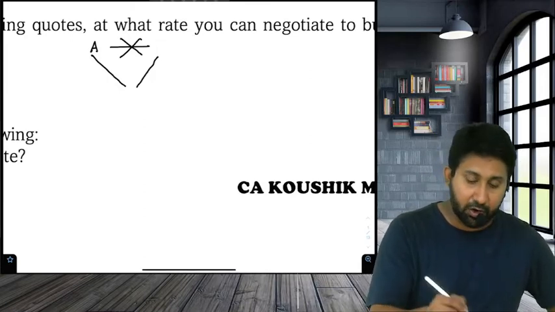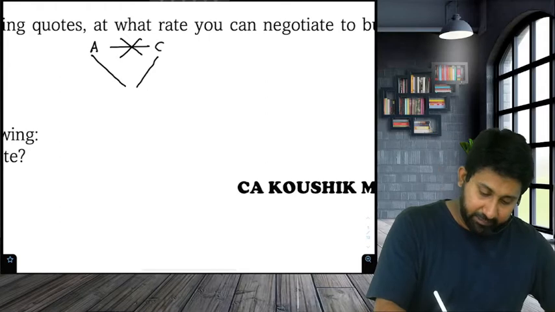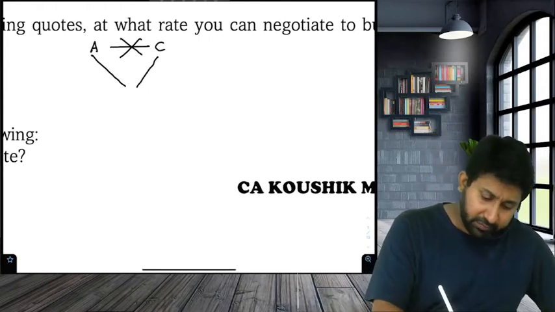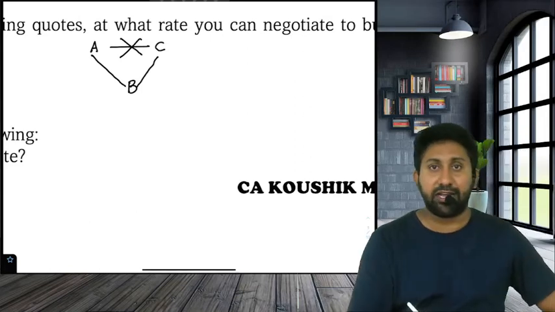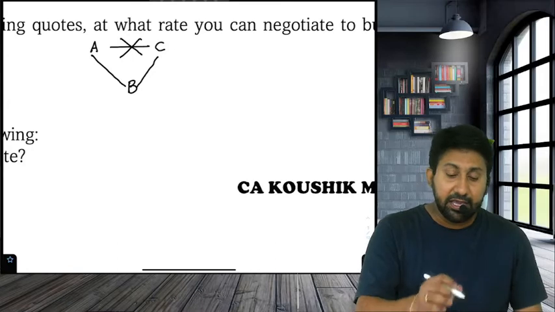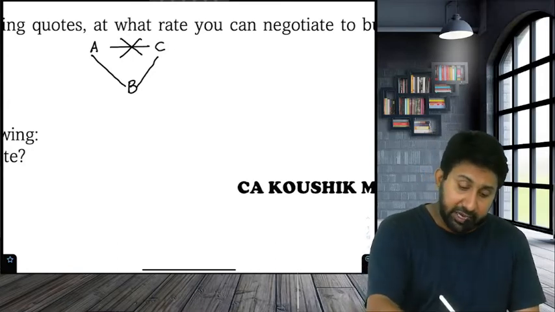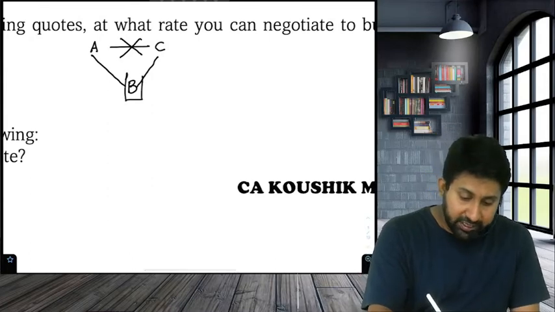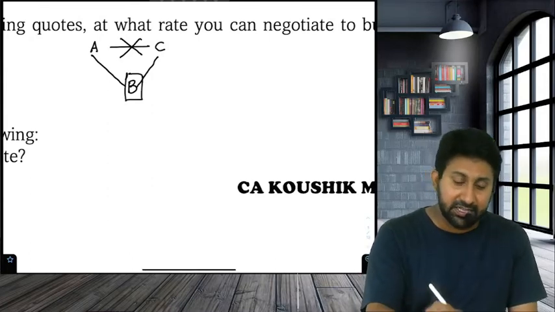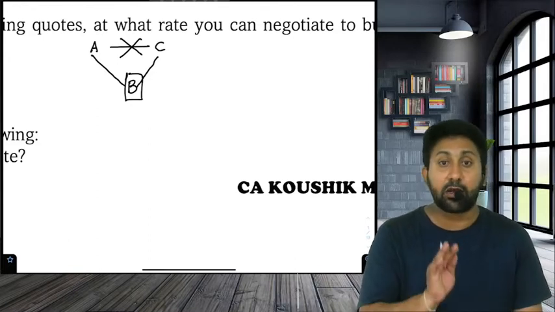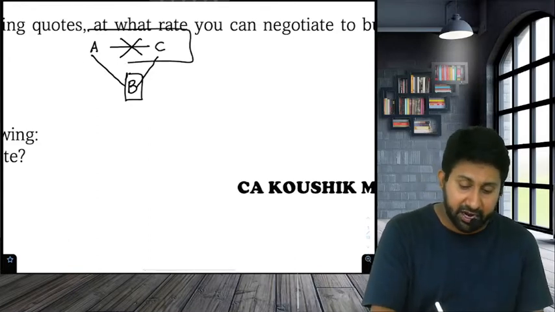There is a currency called A. There is a currency called C. Now, there is a base currency called B. This particular currency B is a common currency with which A is getting traded, and C is also getting traded. Using this B currency as a common base currency, we can calculate a cross currency quotation between A and C.